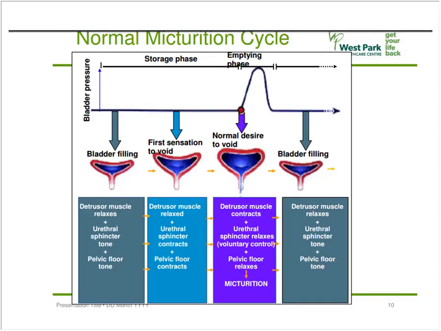So this is a little bit more of an active holding on and postponing. With the normal desire to void, your bladder muscle has to contract. So if a person's experiencing emptying difficulties, it may be because the bladder muscle is relaxed at the voiding, at the emptying phase, and in order to effectively empty, your bladder needs to contract.